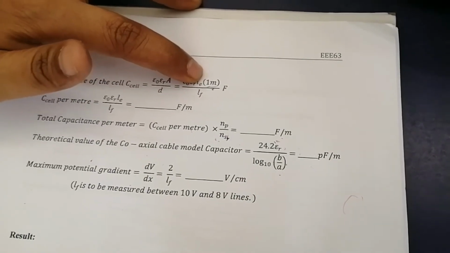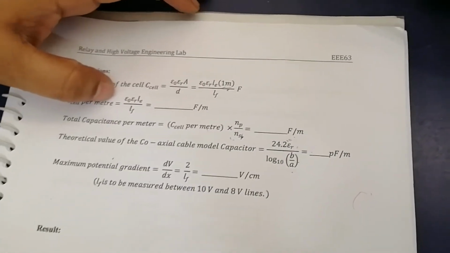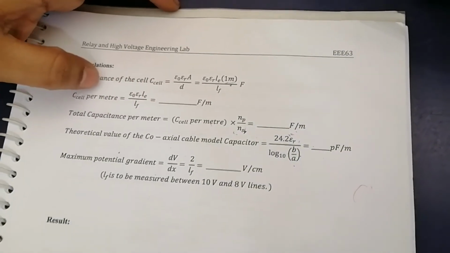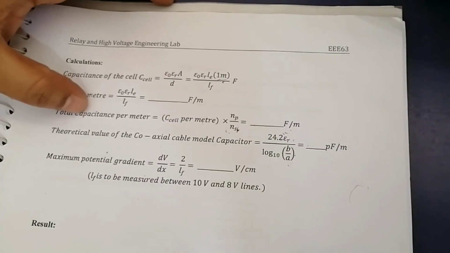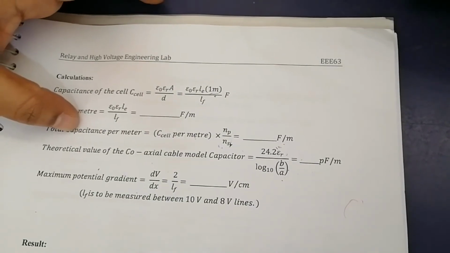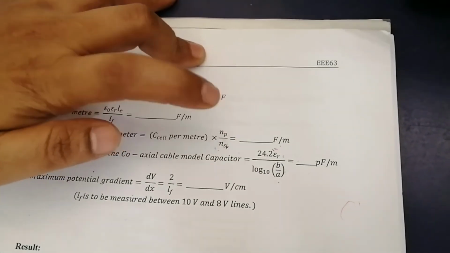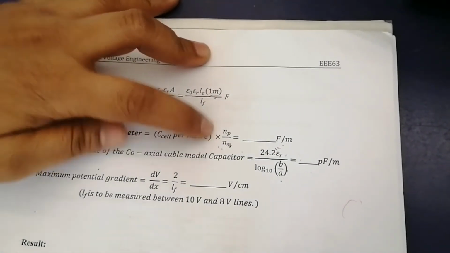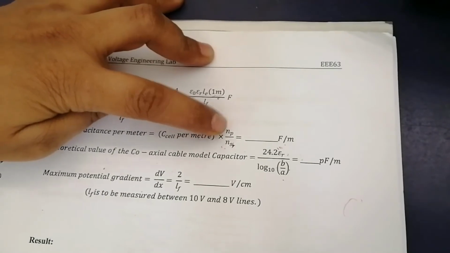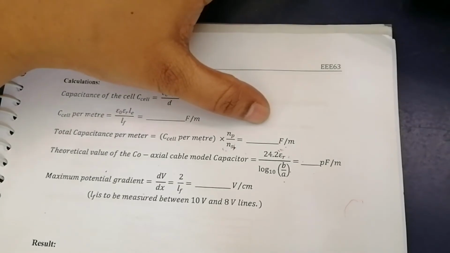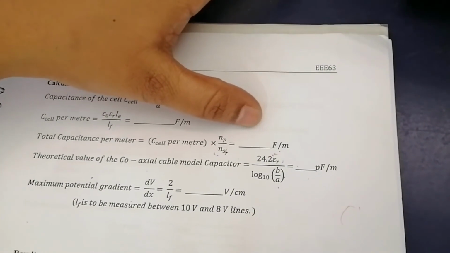From the circuit you can find LE, LF. Substitute those values, and we get C cell per meter equals epsilon naught epsilon r LE by LF. Now this is the capacitance per meter per cell. I want to find this for 12 sections. So total capacitance per meter equals C cell per meter into NP by NS. NP is the number of parallel paths, NS is the number of series paths. Number of parallel paths is 12 and number of series paths is 4. Substitute the values, you will get the total capacitance per meter. This is the practical value.